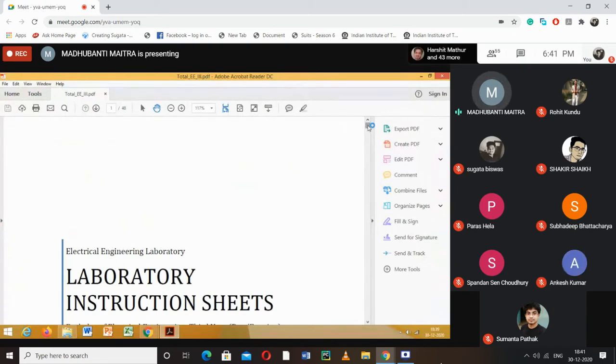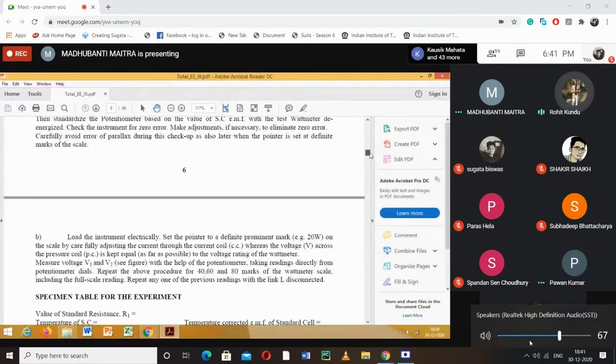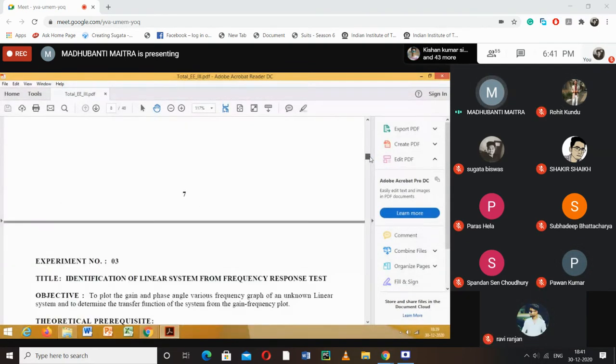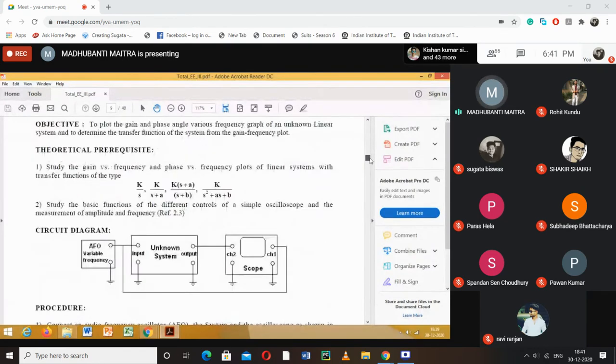Can you see the screen? Yes, ma'am, it's visible. So first we should just go through the instruction sheet.